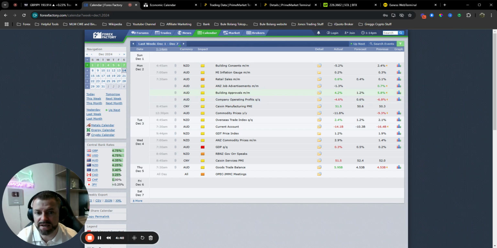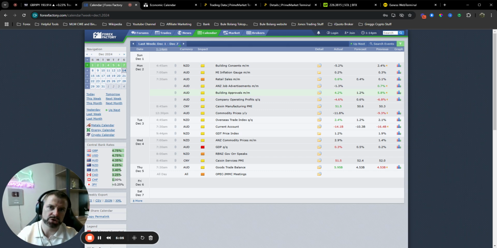The reason why, if you look previously, it was 5.8. It's dropped to 4.2, so it's dropped, right? So why is it green then? Well, it's green because they anticipated it, i.e. they forecasted it to be 1.2%, and it came in higher than they forecasted, at 4.2%. So what I think Forex Factory does wrong is they highlight this as being green.